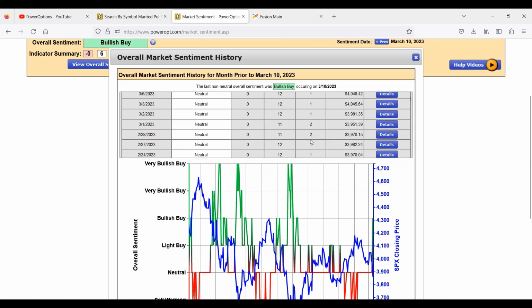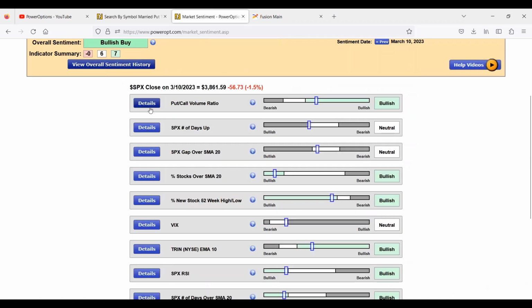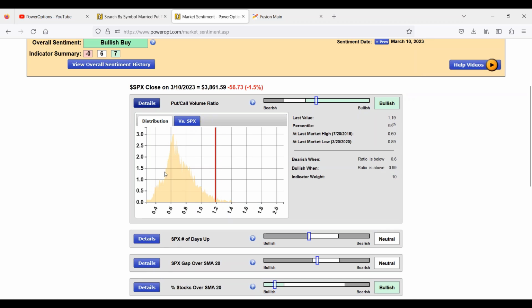And what I mean by the fences, let's take a look at put-call volume ratio. Each time you click on the individual details, you see a histogram for this particular filter, the put-call volume ratio across the market.